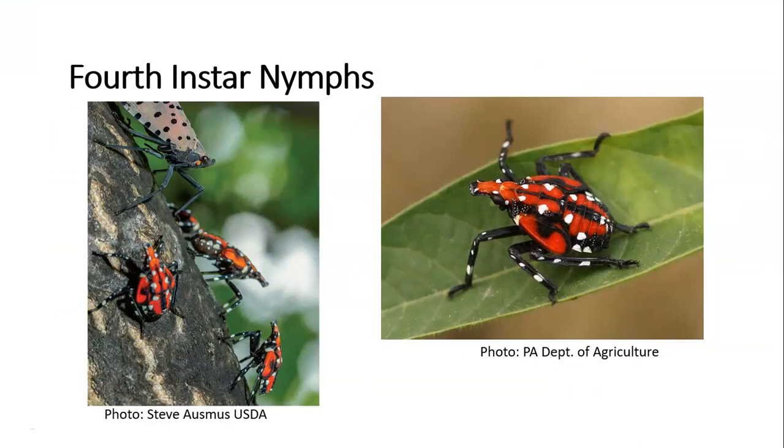Again, the fourth instar nymphs, just another view of that same photo where you would see maybe a few adults, but for the most part, they would be fourth instar nymphs. Again, this is how you would see them in the environment, not necessarily with the adult with the wings spread. They're more dispersed in the environment in their early nymph stages. As they mature, as they become fourth instars and adults, they have a tendency to congregate en masse. You can see that in this photo here, grouped together in mass feeding. Another great photo from Pennsylvania Department of Ag showing the red and white markings on the back of the fourth instar. And you can see the white markings on the legs as well.